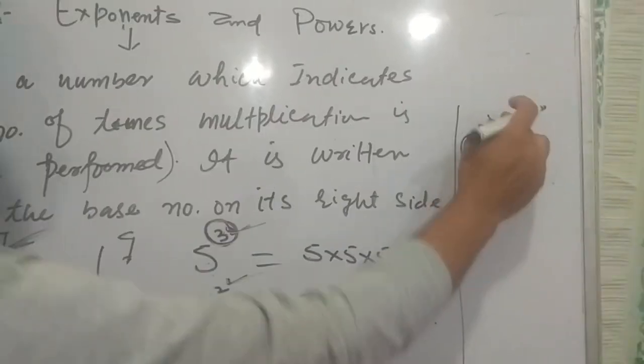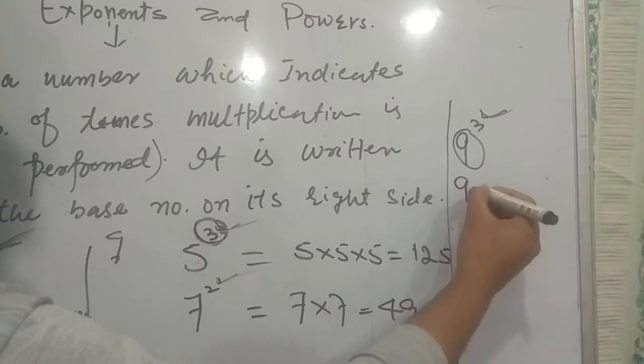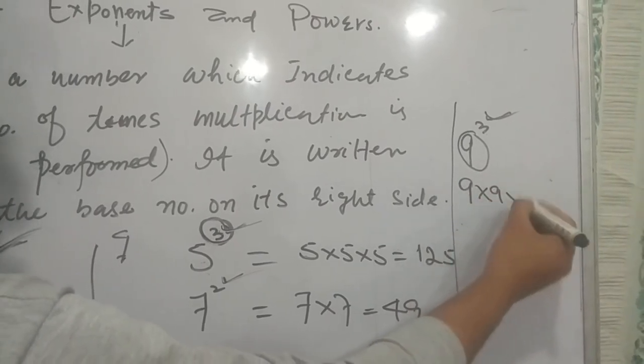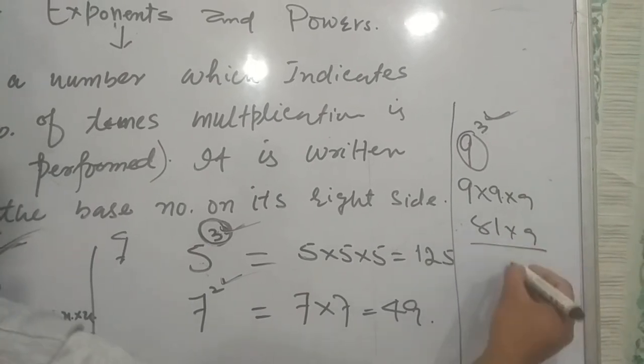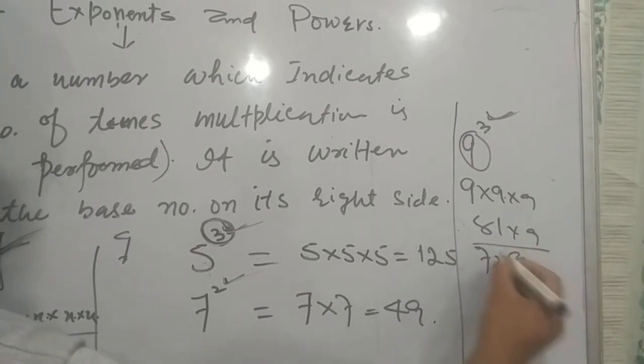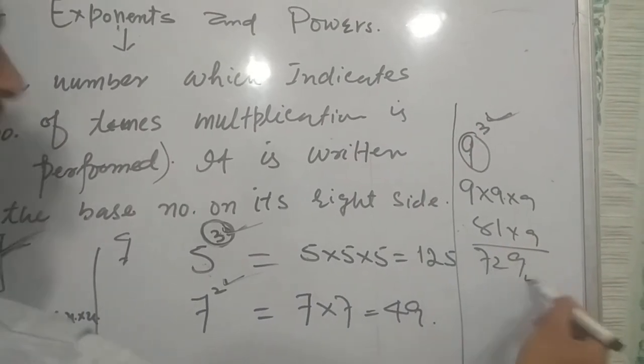Here it is 9 raised to power 3, or it is also called 9 cube. Therefore, it is solved by 9 into 9 into 9. 9 9s are 81. 81 into 9. 9 1s are 9. 9 8s are 72. Therefore, 9 raised to power 3 is equal to 729.